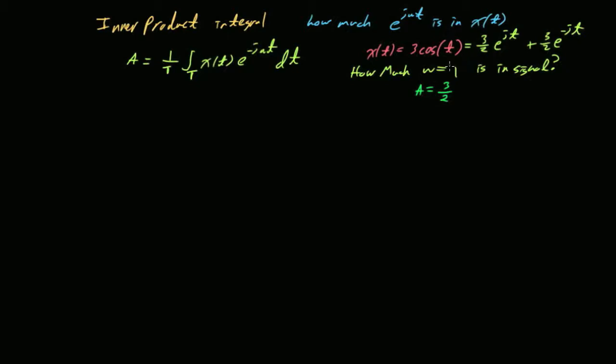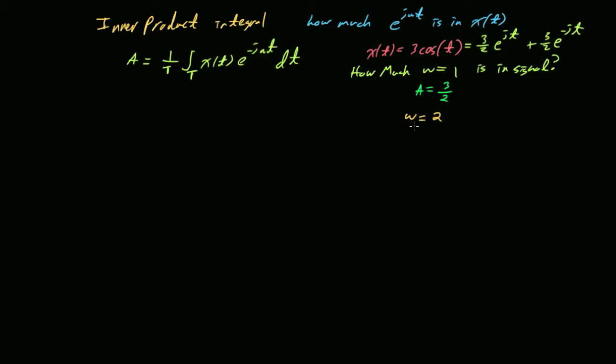Now in the book, I try another example. I'm going to spare you the calculus because I think everyone can read. But if I come along now and I try another frequency, like if I say, how much omega equals 2 is in that cosine? Okay? Well, if this is a pure tone, that means it only contains one frequency, omega equals 1. If it only contains one frequency, how much should it contain of every other frequency? It should contain 0, right?